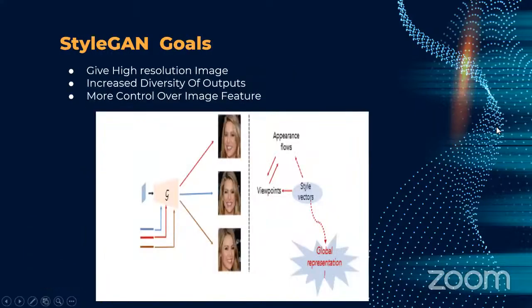So moving to the next slide, if we want to understand the style-based appearance flow, we need to first understand how StyleGAN works. As you can see, StyleGAN's goal is to give high resolution images, increase diversity of output, and give more control over image features. A StyleGAN generator takes an input and gives output of the same person with a different view and angle. So StyleGAN can work with more interesting tasks like this.